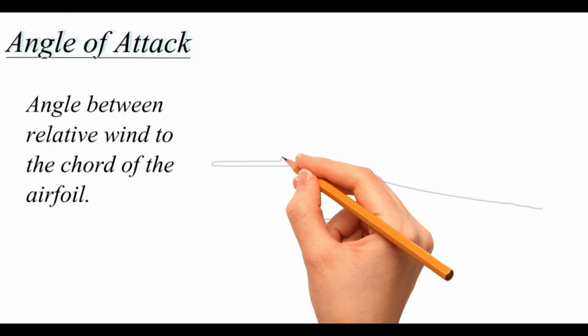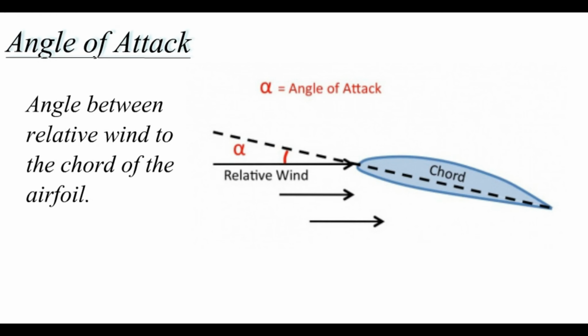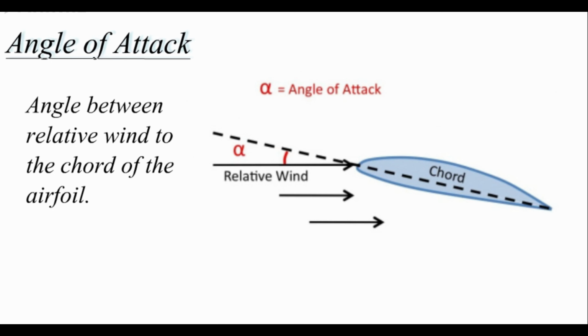The next is angle of attack. Angle of attack is the angle between the chord line and the relative airflow, which is indicated by alpha. You can observe it in the picture.